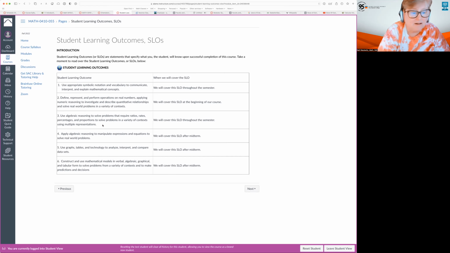Use algebraic reasoning to solve problems that require ratios, rates, percentages, and proportions to solve problems in a variety of contexts using multiple representations. Apply algebraic reasoning to manipulate expressions and equations to solve real-world problems. Use graphs, tables, and technology to analyze, interpret, and compare data sets. Construct and use mathematical models in verbal, algebraic, graphical, and tabular form to solve problems from a variety of contexts and to make predictions and decisions.